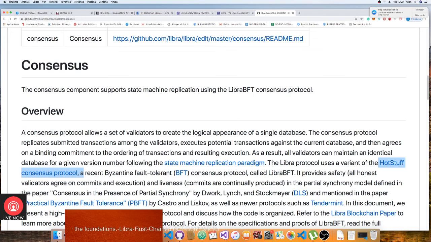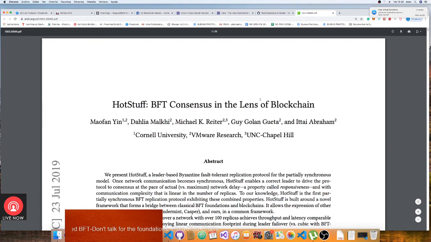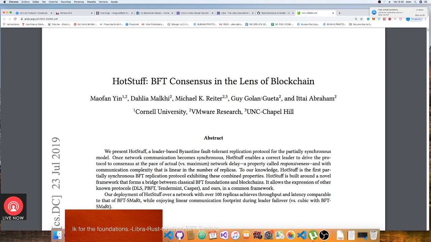Let's see this paper that was written by Mahesh Fuji, a researcher from Cornell University, and also Dahlia Malkhi, who is a professor in the area of distributed systems. It's a paper that covers different things about this protocol specification, but let's see the first concept, which is the Later Byzantine Fault Tolerant Replication Protocol. And this kind of protocol deals with the partially synchronous model.